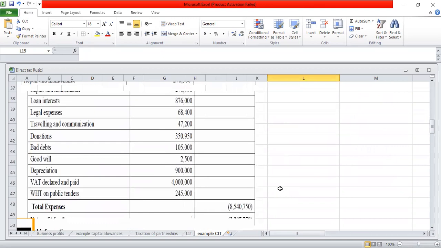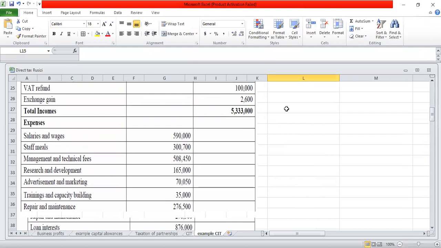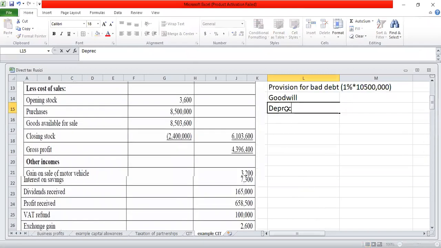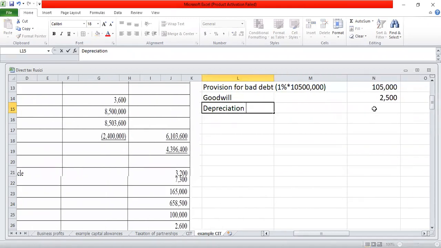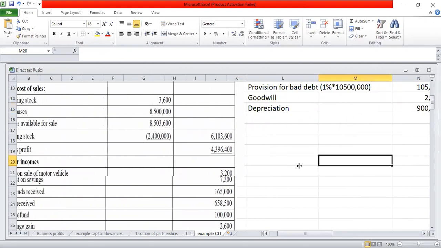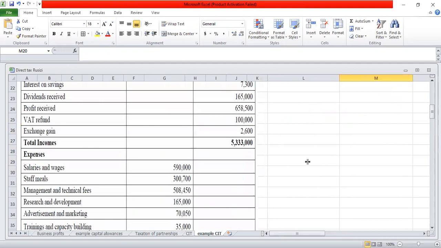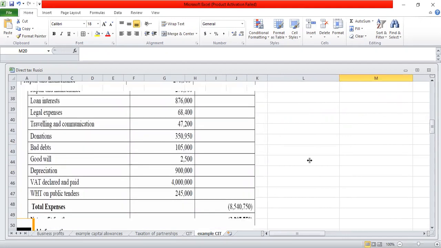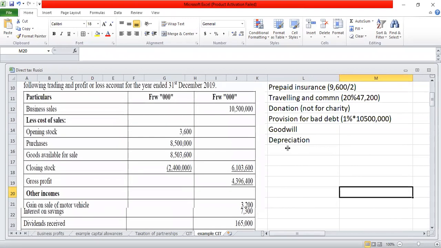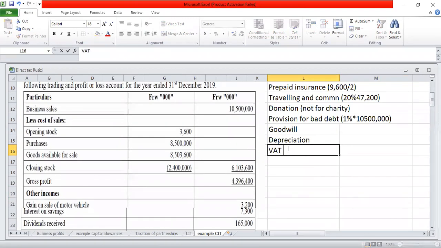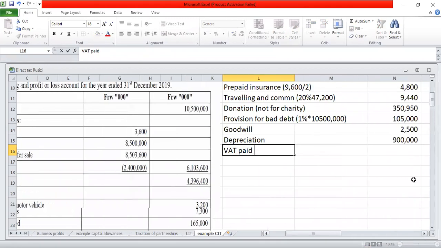Then depreciation. This is also accounting. We are not going to allow it. Depreciation, this is 900. You are not allowed. Then I go to VAT declared and paid. That one is not allowed. Yeah, VAT, 4 million. It's not an expense.